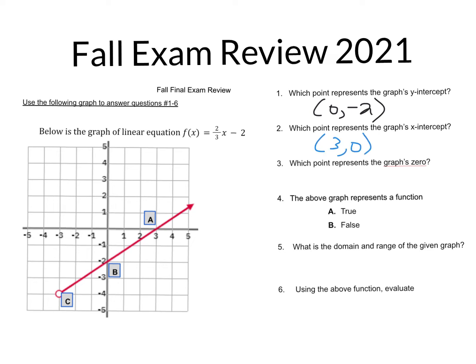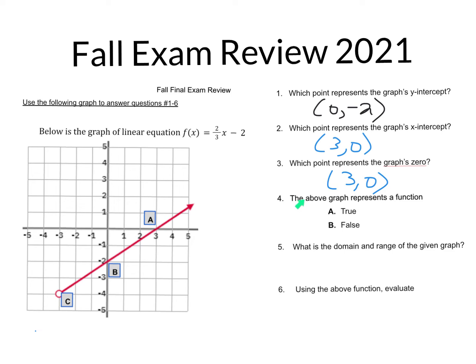All right, now, which point represents the graph's 0? Well, the x-intercept is actually the same thing as the graph's 0. This is called a 0 because when you plug in 3, the output is 0. 2/3 of 3 minus 2 is going to give you 0. So that's really the same answer there, (3, 0).